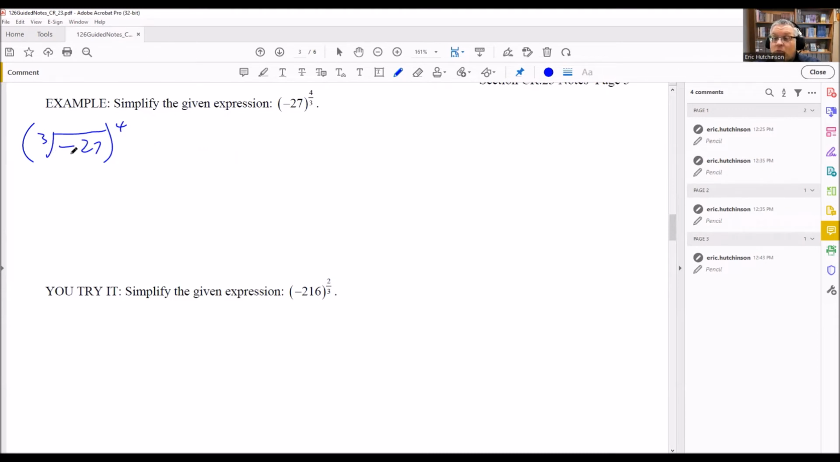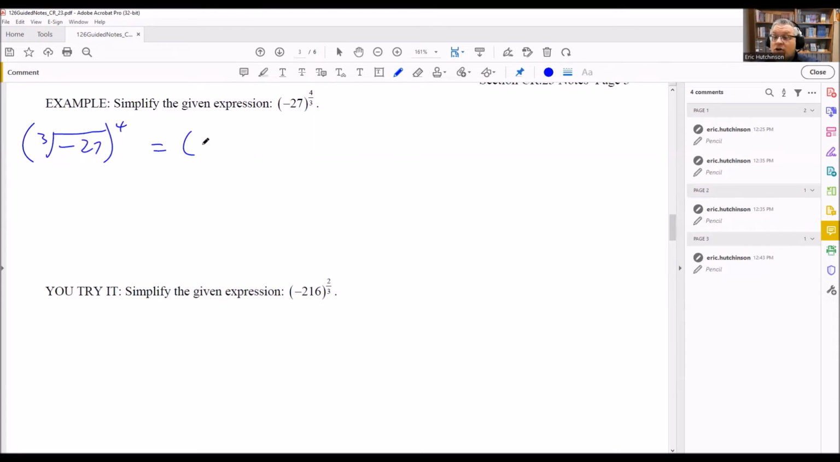We need to evaluate this inside. Now we're taking the cube root of a negative number. You can do that. You can take an odd root of a negative number, that is defined. The only time you can't do that is if you have an even root. So an even root of a negative number you can't do, but an odd root you can.